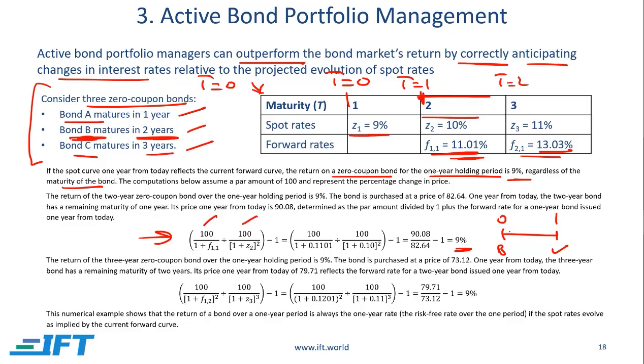Then divided by the price of the bond at time 0. At time 0, the price is the face value divided by 1 plus Z2 squared. So at time 0, the price is 100 divided by 1.1 squared. And the return will be this expression minus 1. And it can be shown that that is 9%. Similarly, for the 3 year bond, it can be shown that the return for a 1 year holding period is 9%. And again, all this assumes that this scenario does indeed pan out.